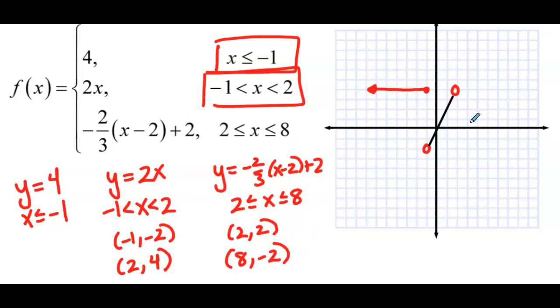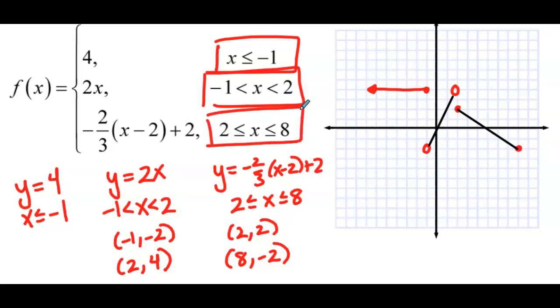Okay, so plotting the points at 2, 2, closed point because x is equal to 2, and at 8, negative 2, another closed point, using the line tool, connecting, we have that piece of our piecewise defined function. So we've graphed that part of the domain as well.